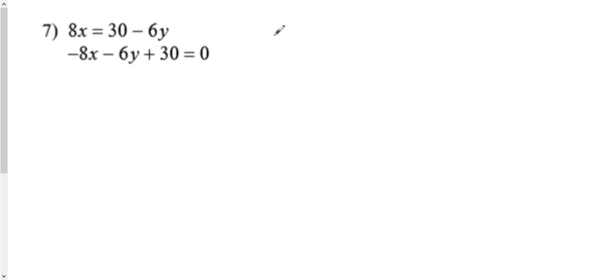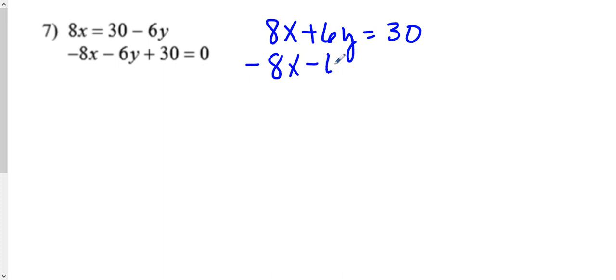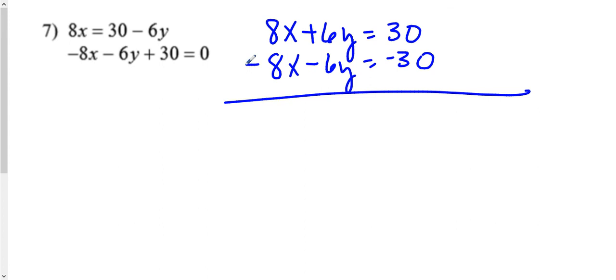Next example, 8x, again I'm going to add the 6y, and I'm going to leave the 30 where it's at. So I'm going to add the two equations, those are going to cancel, and 30 minus 30 is 0, so 0 equals 0, that's a true statement, so all real numbers is a solution, or infinite solutions.